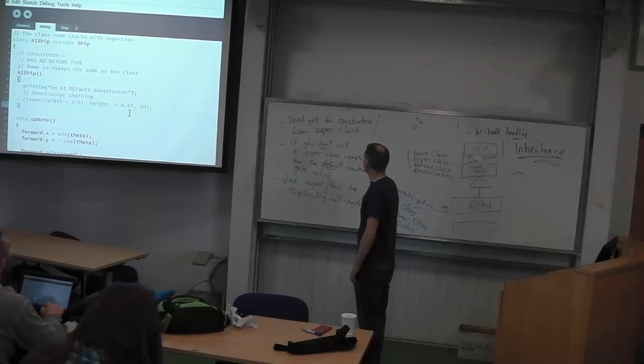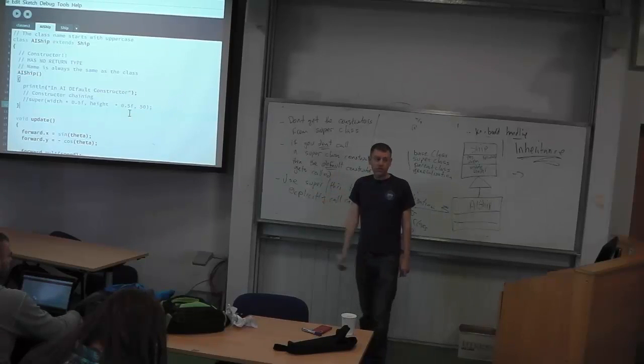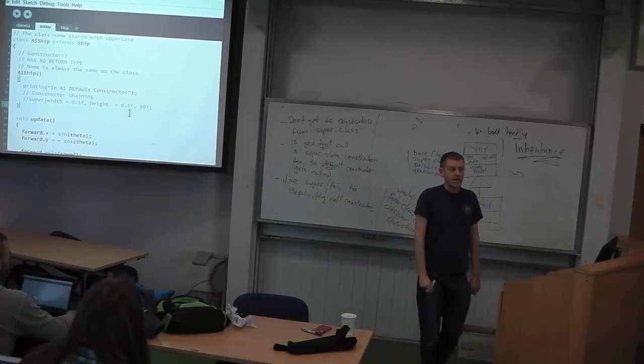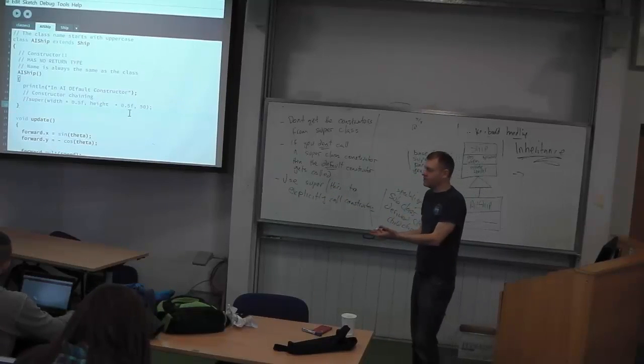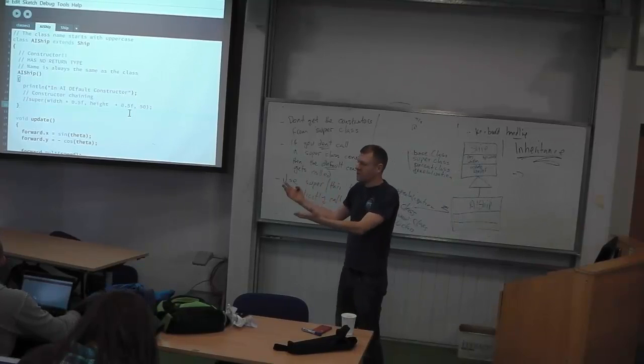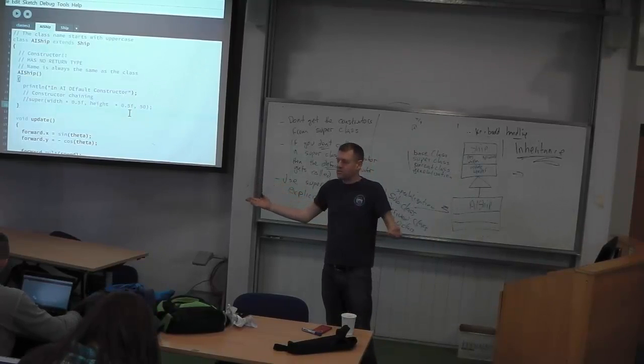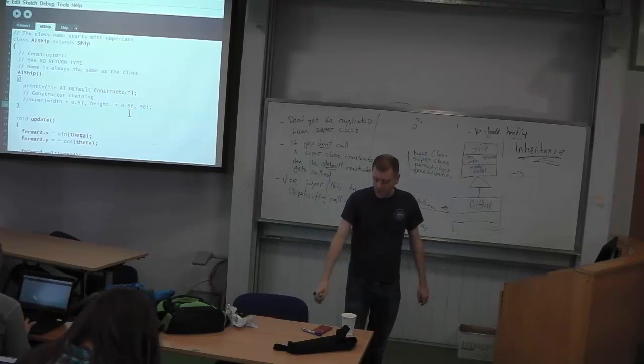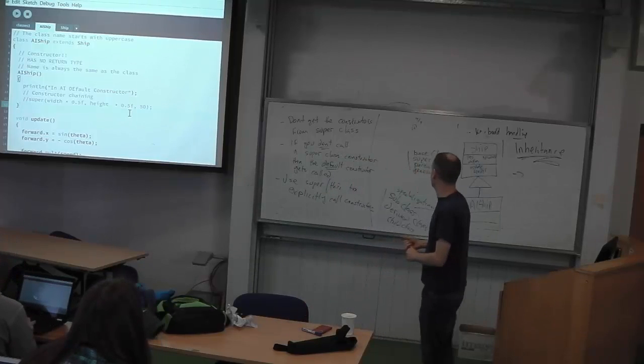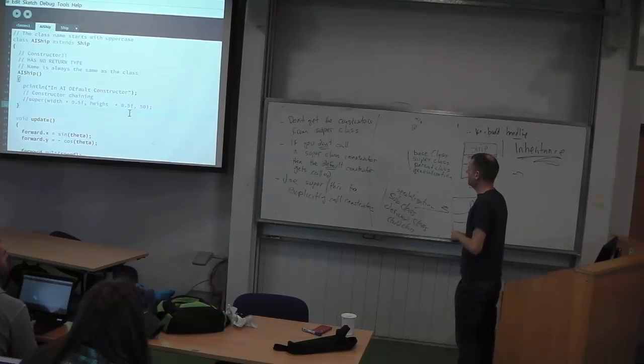You don't get the constructors. If you don't call a superclass constructor, then the default superclass constructor gets called for you. That's because when you're constructing a derived class, you're also constructing an instance of the base class as well, so it will call by default the default constructor in the base class.